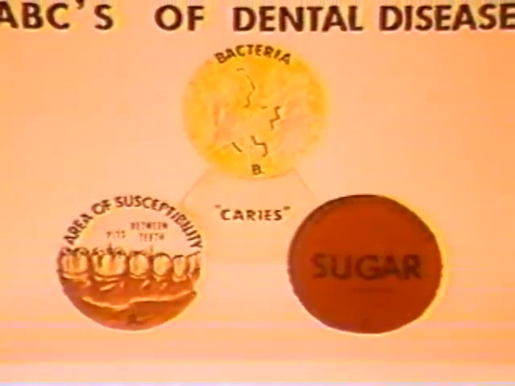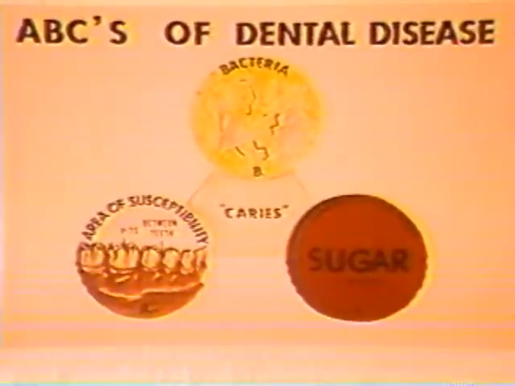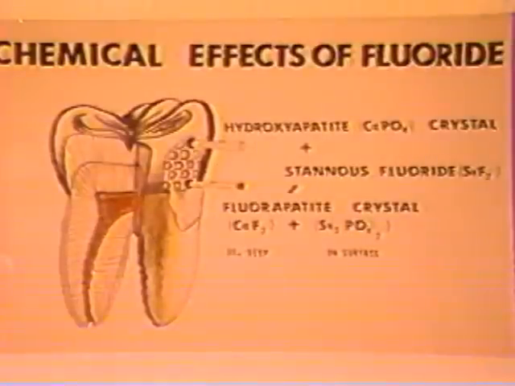Now let us see how we can eliminate each one of the ABCs of dental disease by proper dental procedures, eliminating the necessity for dental fillings. First, the areas of susceptibility can be made more resistant by fluoride treatment. Now, there are many types of fluoride applications, but the basic factor that makes them work is a combining of the fluoride with the crystalline structure of the enamel called hydroxyapatite.